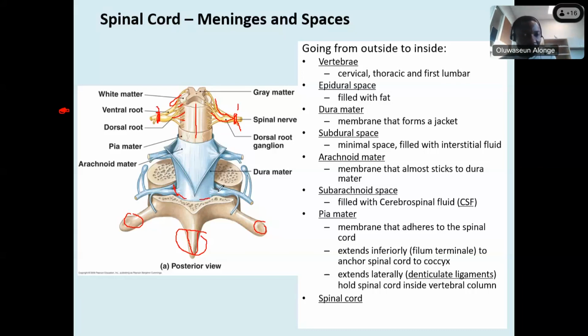Now, you will take note, for people that may have had experience with labor, or people who may have been close to people that had delivery. You will notice that when a woman wants to go into labor, they want to look for a way to manage the pain, and they give them an epidural injection. That epidural injection, they put it in the epidural space. Now, the epidural space is filled with fat, like I said.